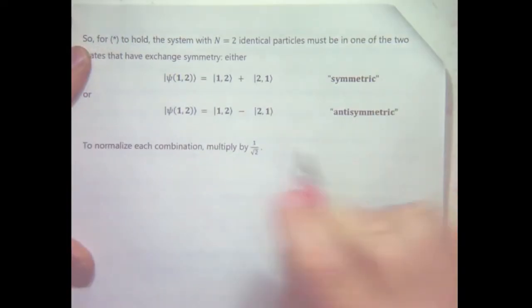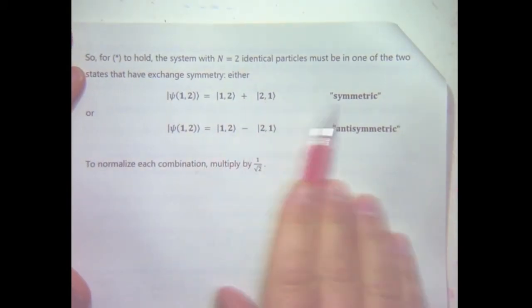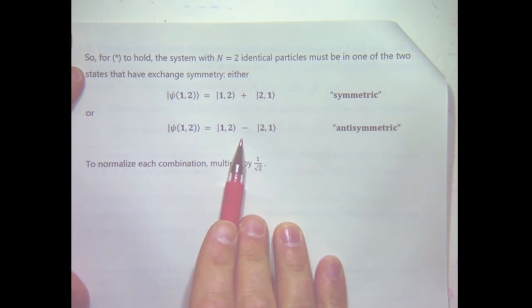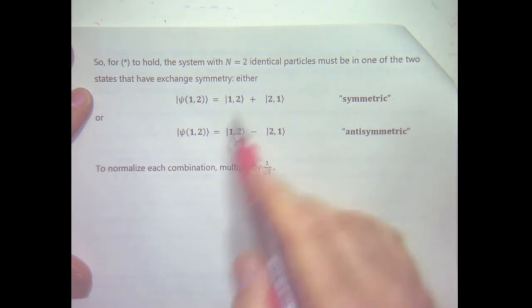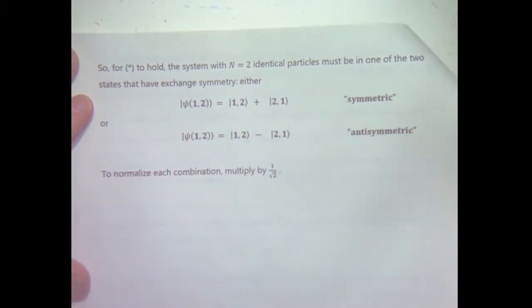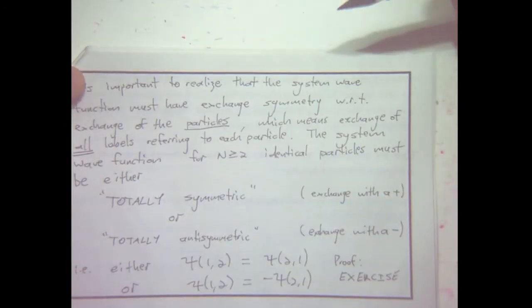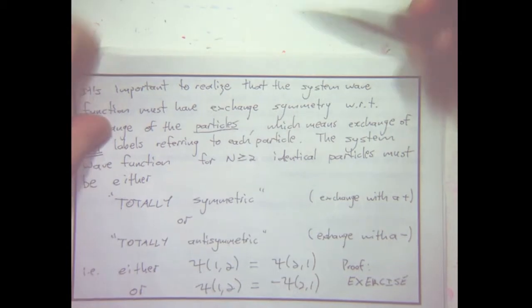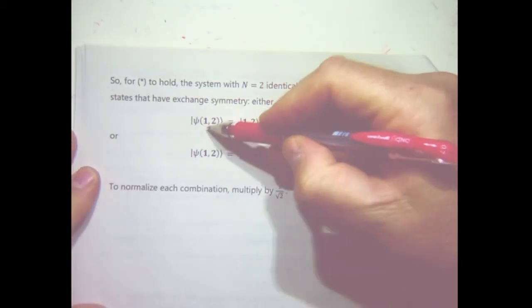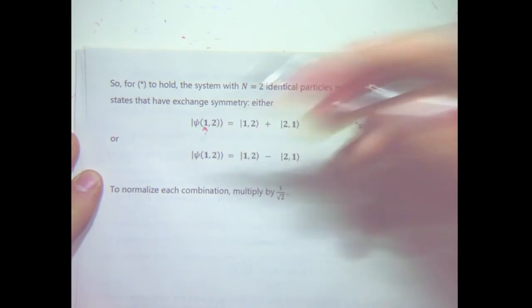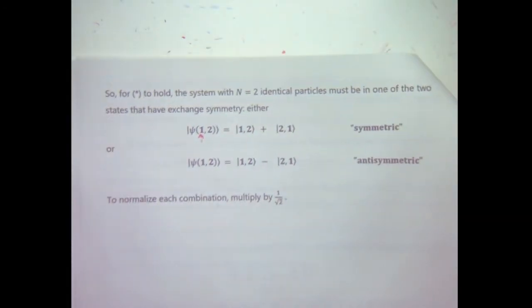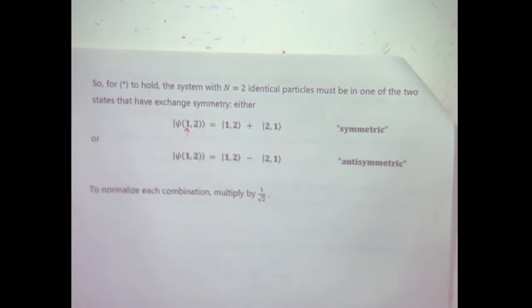Okay, so this combination is called symmetry, and this is called anti-symmetry. To normalize them, you multiply by 1 over square root of 2. Now, this is a generalized kind of notation for any set of observed values from an experiment.